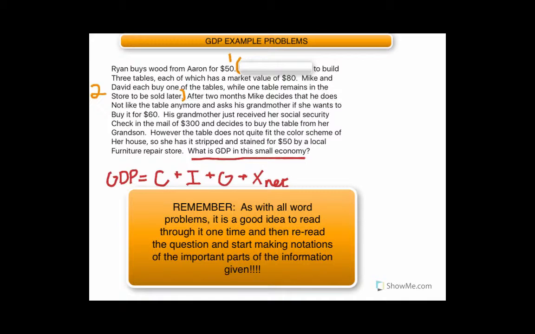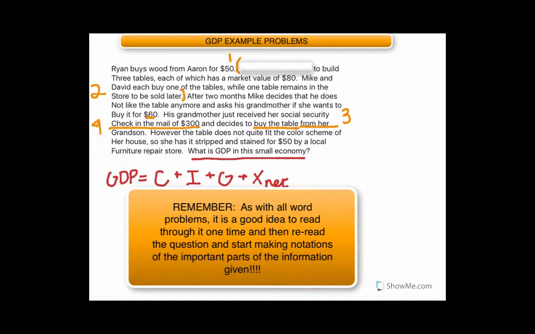For our third scenario, we're going to consider this next little portion. After 2 months, Mike decides that he does not like the table anymore and asks his grandmother if she wants to buy it for $60. His grandmother just received a check from Social Security, and so she decides to buy the table from her grandson. So this buying the table, which was for $60 from the information above, I'm going to label as 3. And receiving the check for $300, I'm going to label as scenario 4.